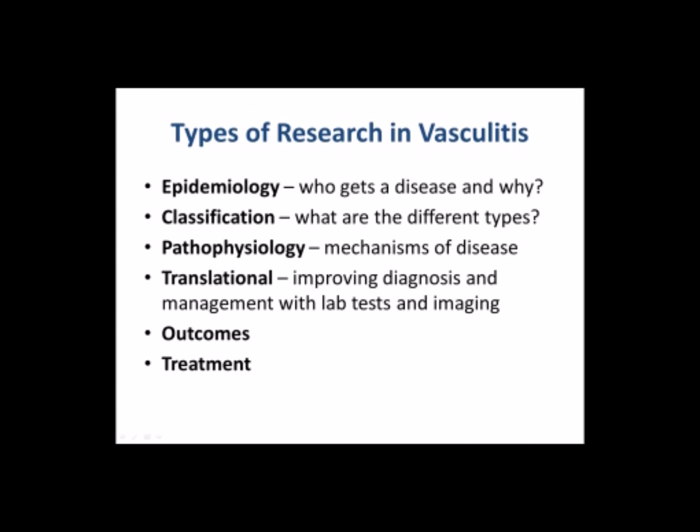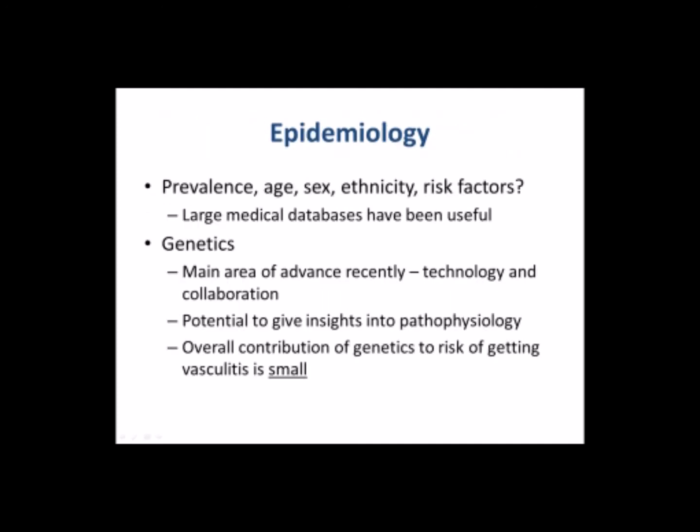Outcomes measures is a similar idea to epidemiology, but it's the other side of it. What happens to patients after they get the disease? And how can we affect that in a positive way? And then, of course, treatment. So I'll talk about all of these. For starters, in epidemiology, some of the main things we look at are how common these diseases are, that's the prevalence, what ages, sex, ethnicity, and what other risk factors there are.